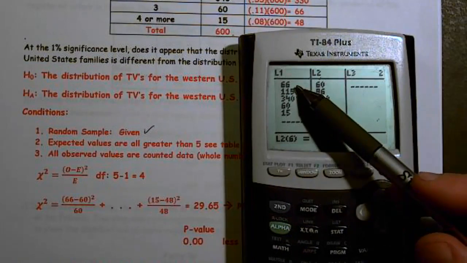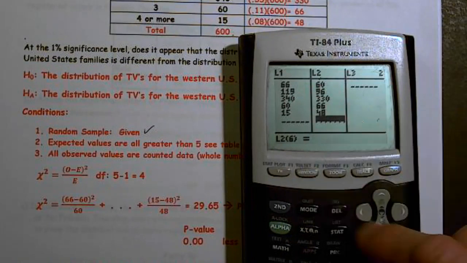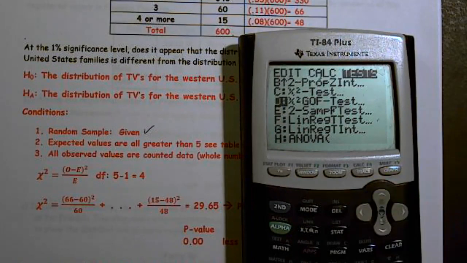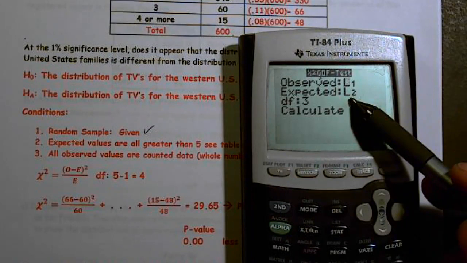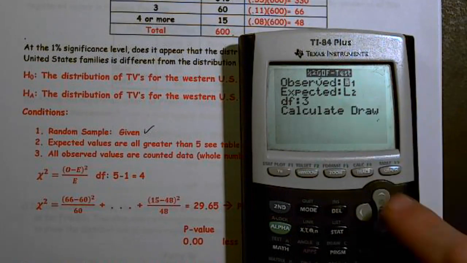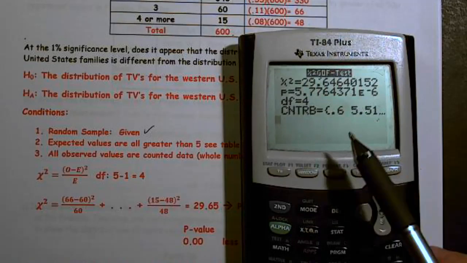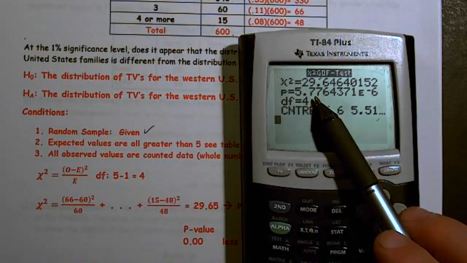In this case, I've entered the data. I went to STAT, Edit, entered 66, 119, 342, et cetera, and input all the data. Then I go STAT, TESTS, all the way over to letter D, which is chi-squared goodness of fit. My observed data is in L1, my expected data was in L2. I had 5 categories, so my degrees of freedom is categories minus 1, or 4. I end up getting a very large chi-squared at 29.6 and a very small p-value.